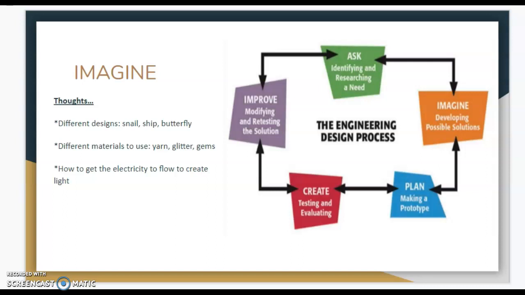Different materials that I could use: I added yarn, glitter, gems. I was trying to think of different things that I could add to improve the design process. And then I also thought about how the electricity exactly flows through this circuit to create the light.